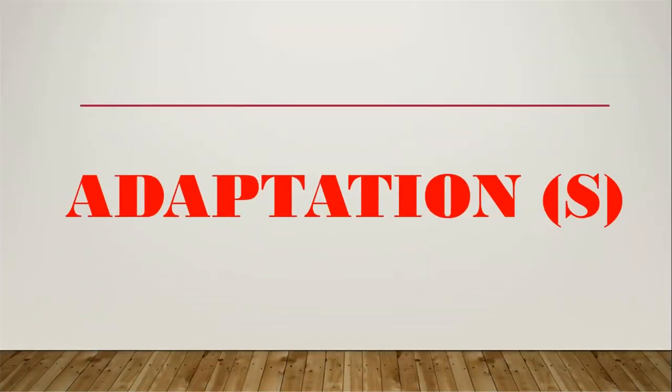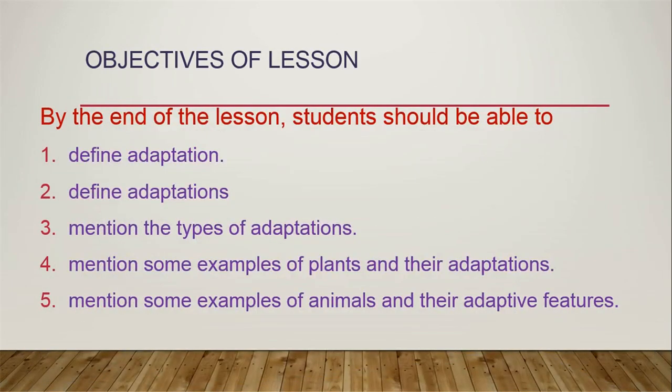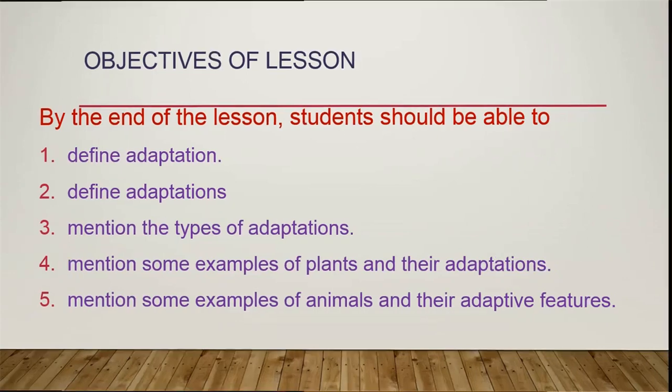Today we are looking at another topic, adaptation. Objectives of the lesson. By the end of the lesson, students should be able to: 1. Define adaptation. 2. Define adaptations. 3. Mention the types of adaptations. 4. Mention some examples of plants and their adaptations. And 5. Mention some examples of animals and their adaptive features.